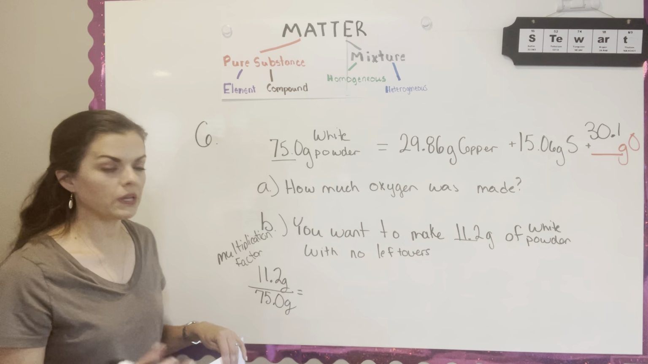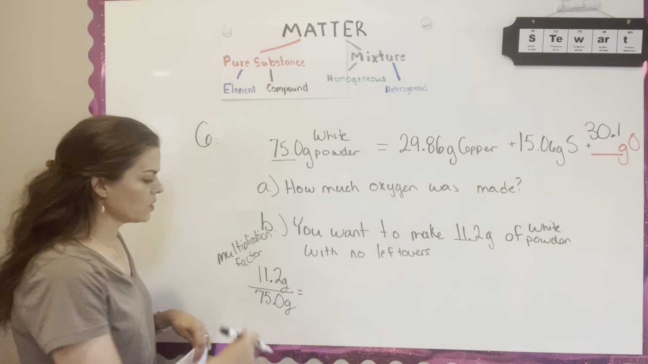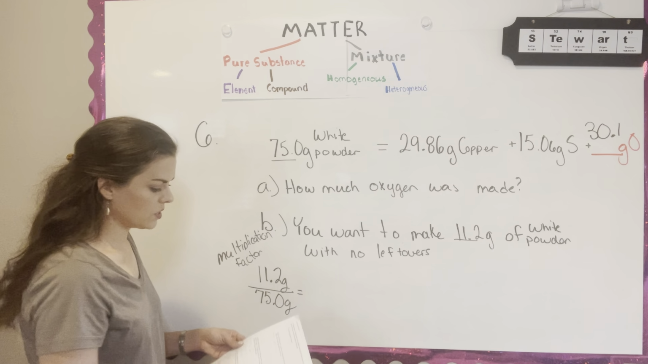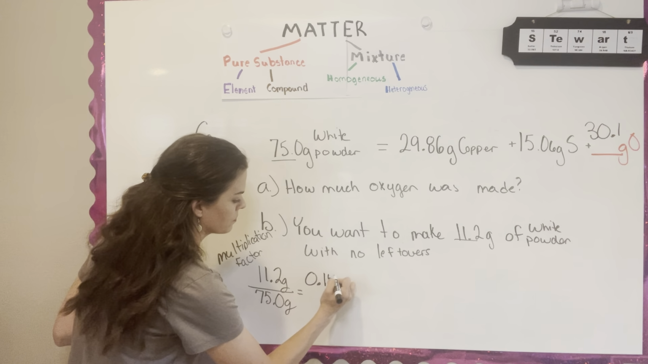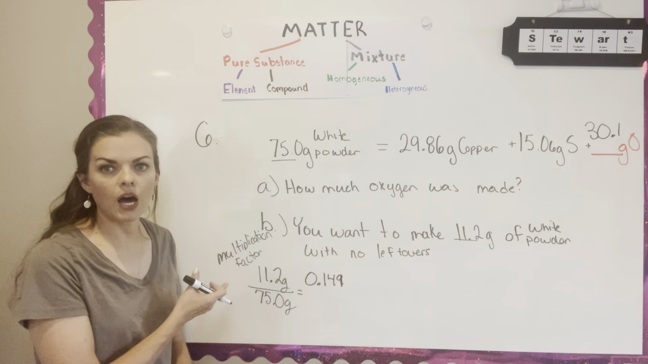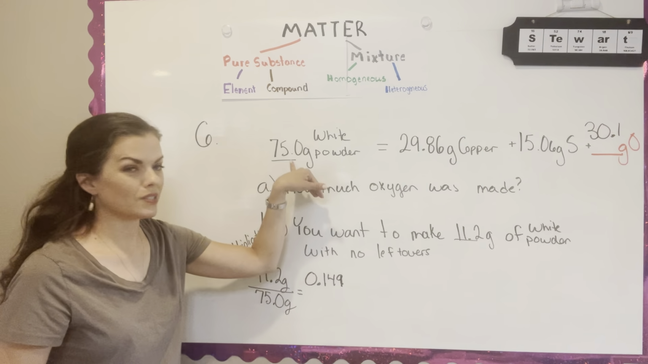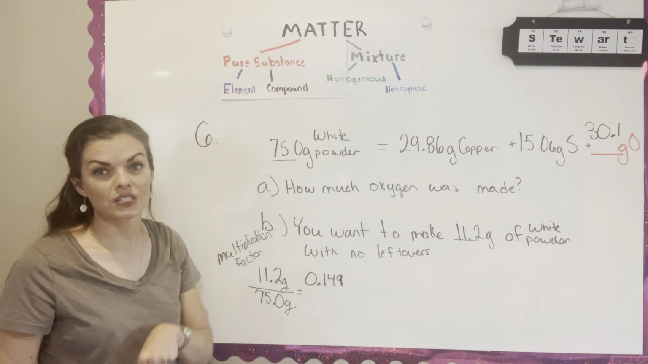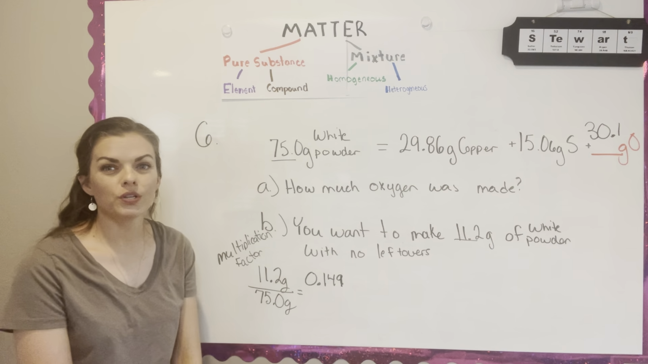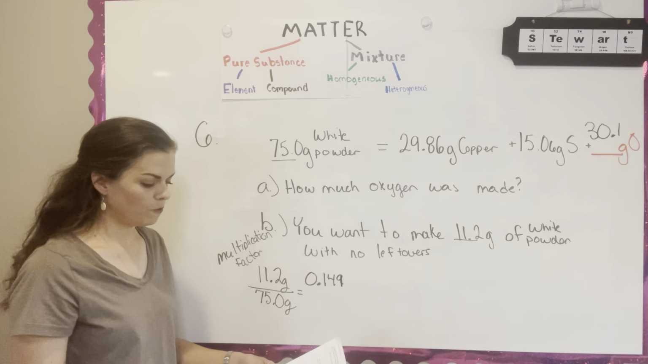So now I'm going to make a multiplication factor here. I'm going to put 11.2 over the 75. The reason I put 11.2 over the 75 is that I'm going to end up with a small number. This is my multiplication factor. If I put 75 on the top, I would end up with a really large number. And I know that 11.2 is less, so I'm going to be making like a percentage or a smaller number. I'm not making more of it. And so I'm going to put the 11.2 on the top. And you get a multiplication factor of 0.149.